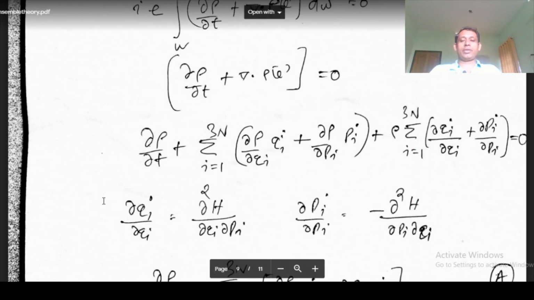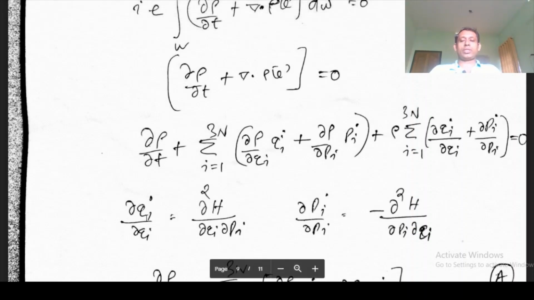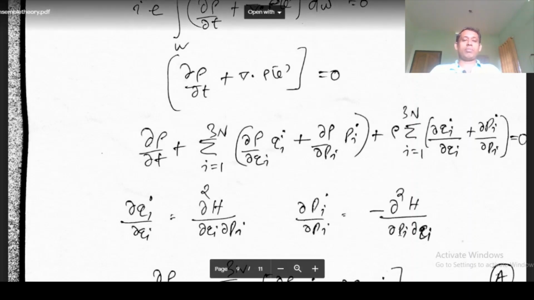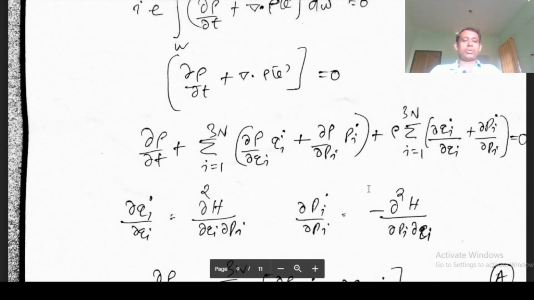That when I give here, I will get ∂²H... Qi dot is ∂H/∂pi, so I will get ∂²H/∂qi∂pi. Pi dot is minus ∂H/∂qi. So as I substitute, I will get minus ∂²H/∂pi∂qi.